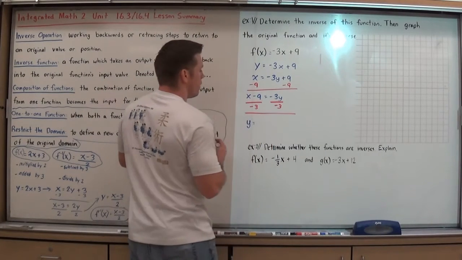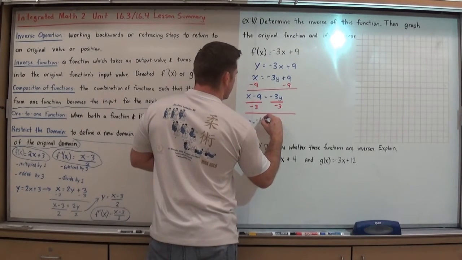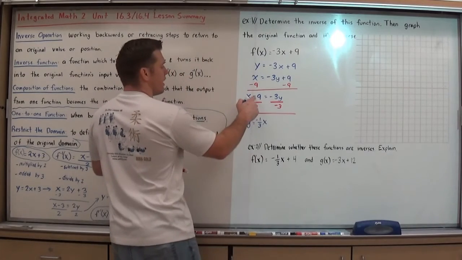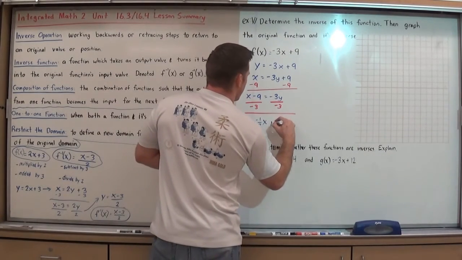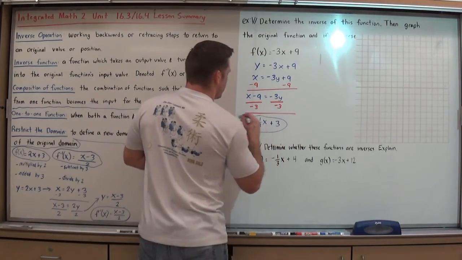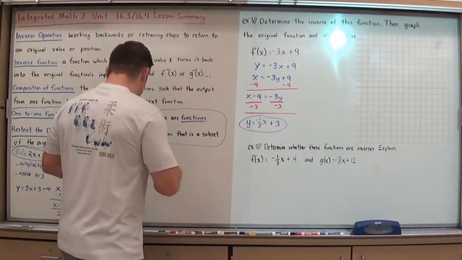y equals, and I need to simplify that. So I have x divided by negative 3. Well, that's the same as doing negative 1/3 x. And I have negative 9 divided by negative 3. Well, that's the same as plus 3. And so there's my new equation. It is my inverse, so I'm going to write it as an inverse.